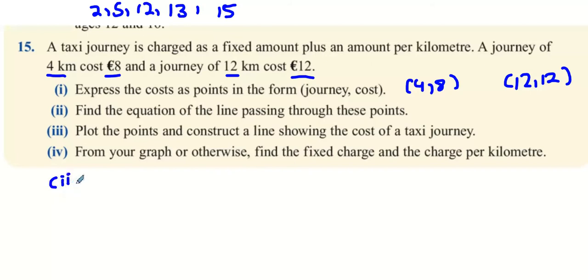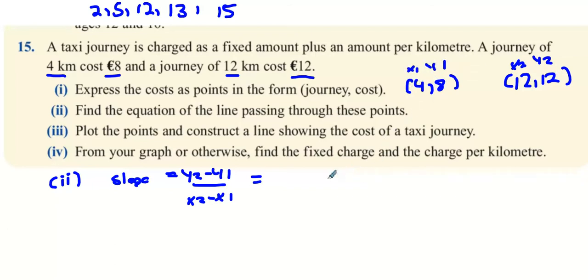Okay, so the slope is going to be y2 minus y1 over x2 minus x1. So call this x2, y2 and call this one x1, y1. So it's going to be 12 take away 8, and then the other one's going to be 12 take away 4. And this is going to be 4 over 8, which is 1 over 2.